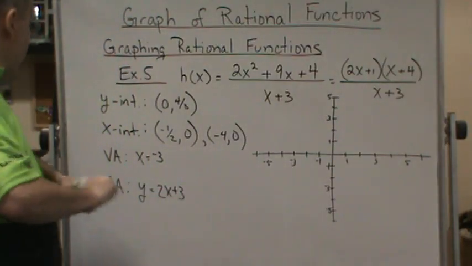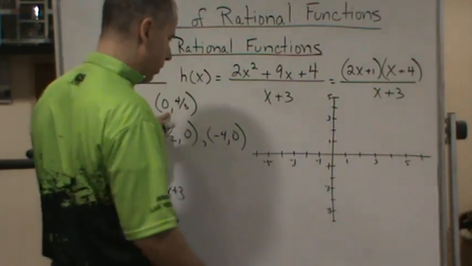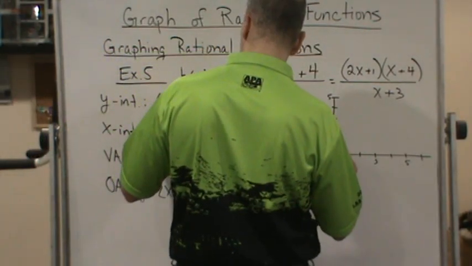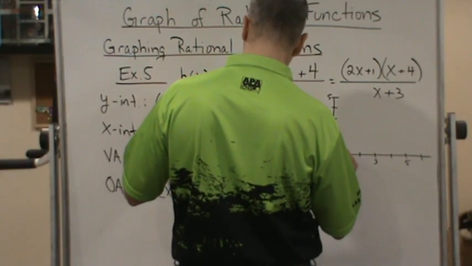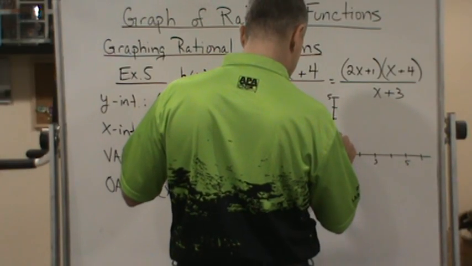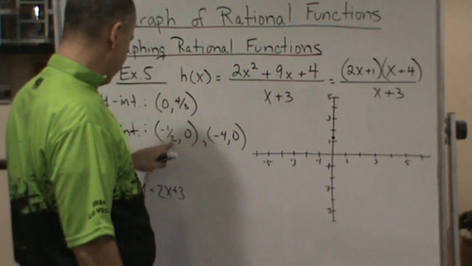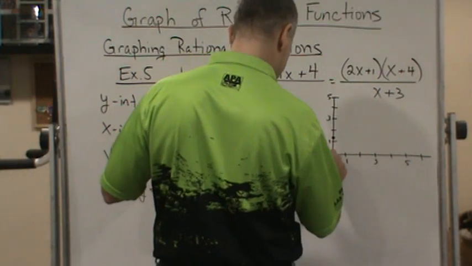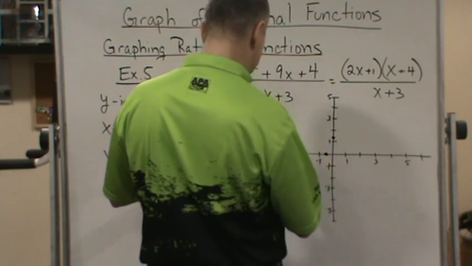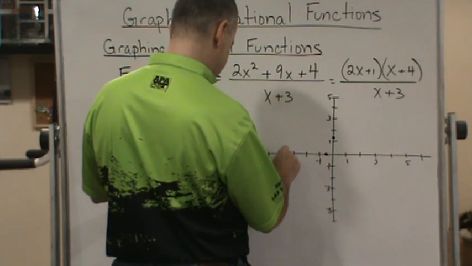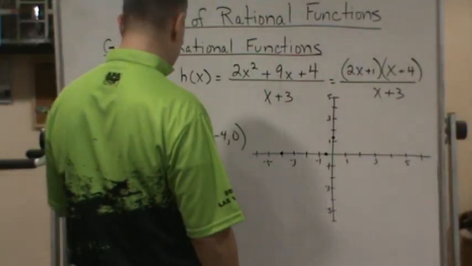Okay, so let's plot the intercepts. The y-intercept is at 0, 4/3, so that's going to be 1 1/3. So let's say about right there. And then we have negative 1/2, 0, which is about right there. And then negative 4, 0 is right there. Okay, so we've got those intercepts.